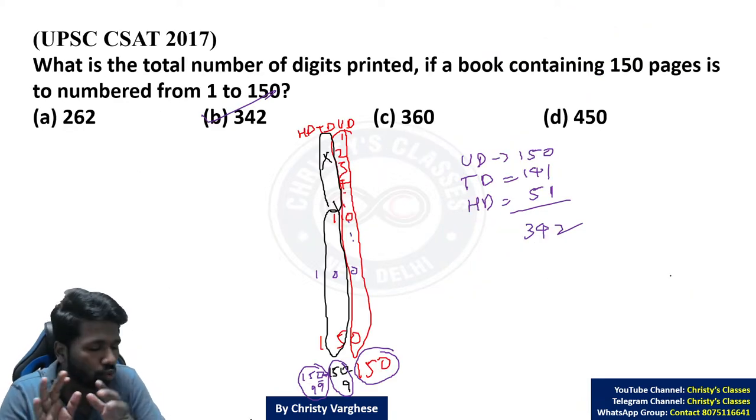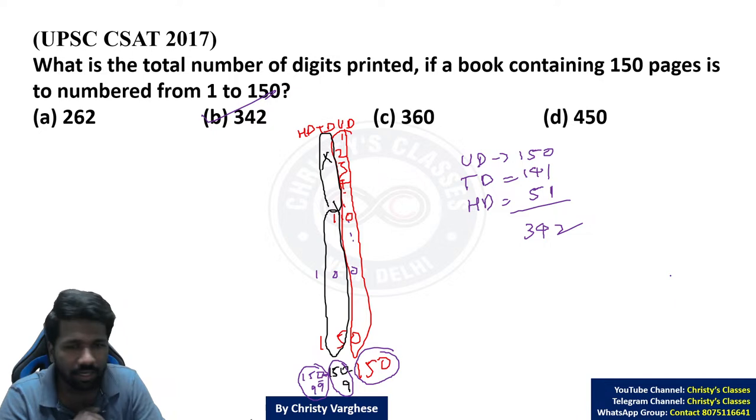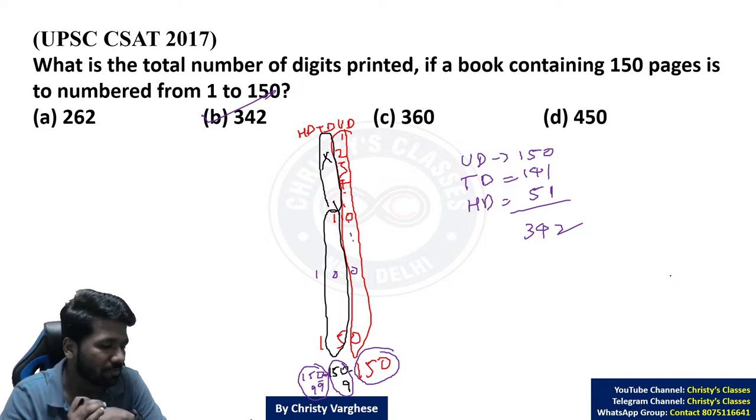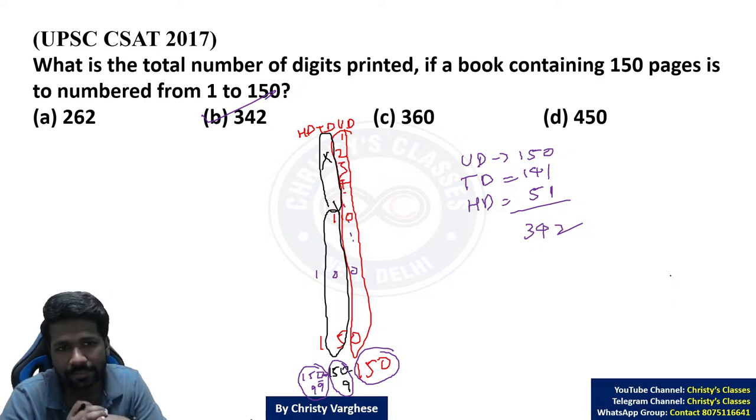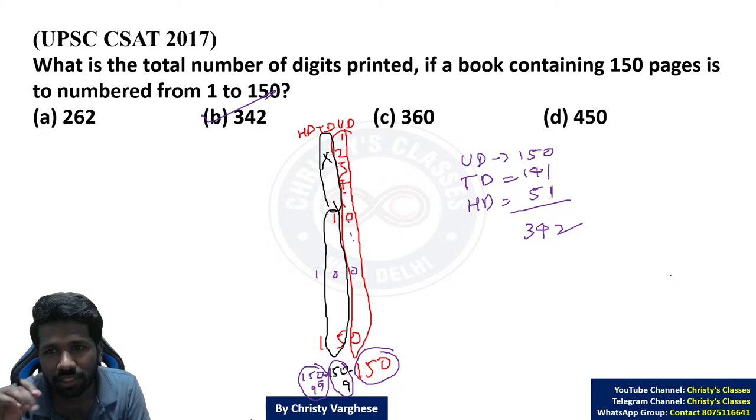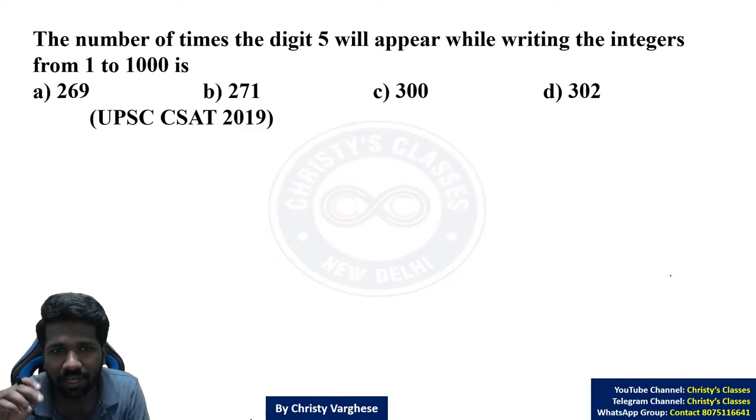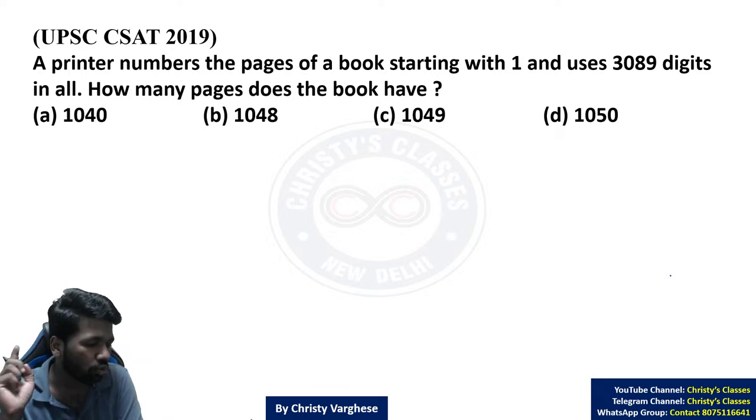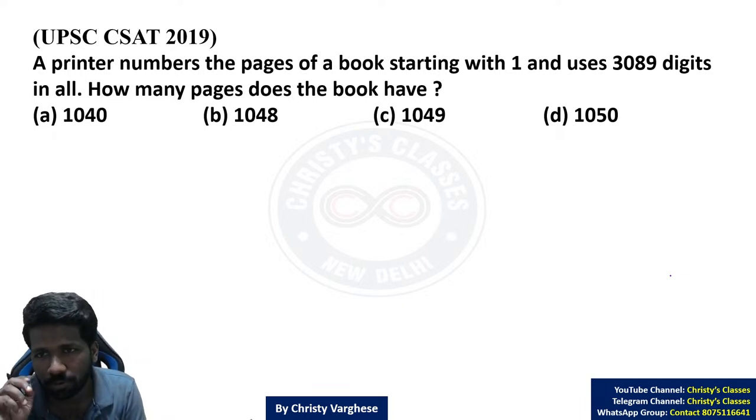Did you understand the two approaches? One is based on 1 digit, 2 digit, 3 digit. The second is based on unit place, tens place, hundreds place. Clear? If you understood this, the same idea is enough to do this question. But in this question, you can choose which is faster. Two approaches I told you.